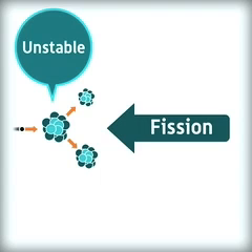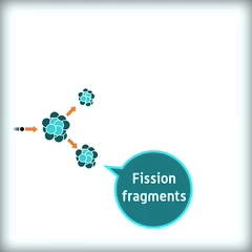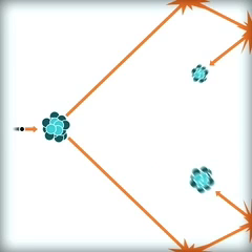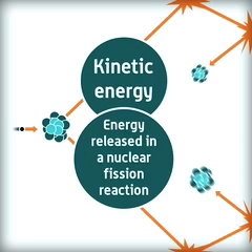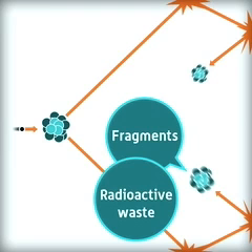When these nuclei split, they form fission fragments, with one usually about a third of the original mass and one with about two-thirds of the original mass. These fragments fly off at high speed, and it's their kinetic energy that constitutes most of the energy released in a nuclear fission reaction. It's these fragments that form radioactive waste.